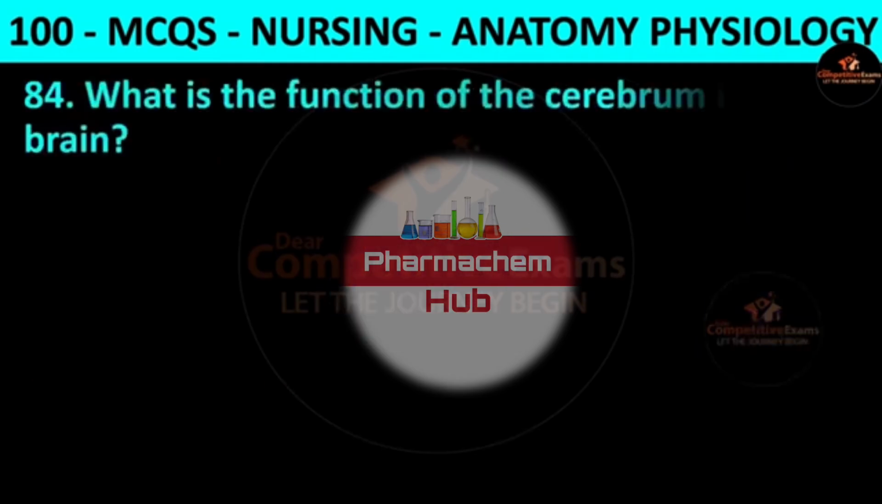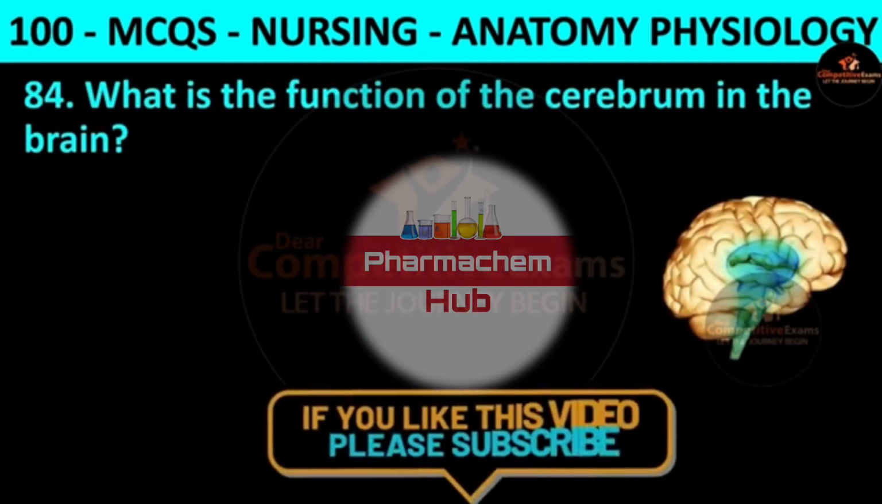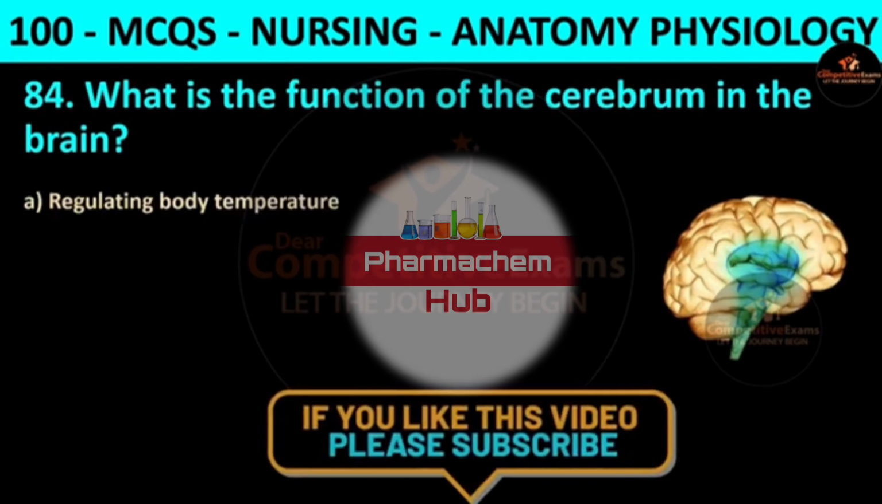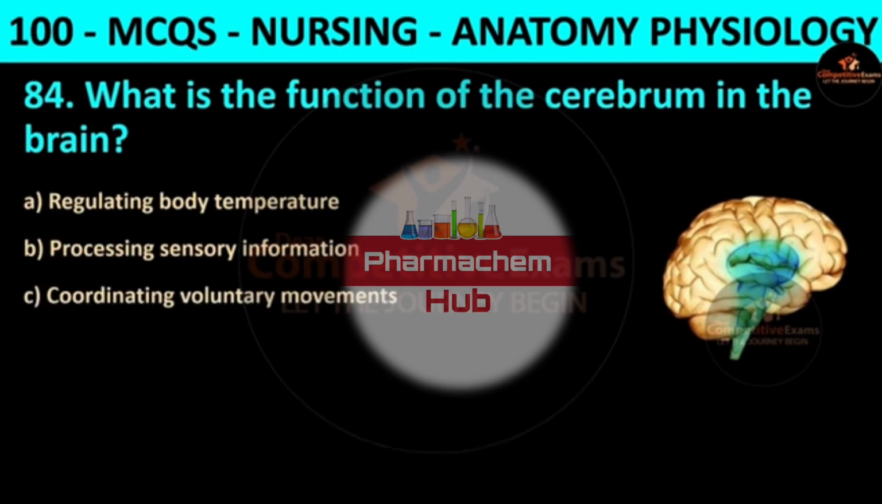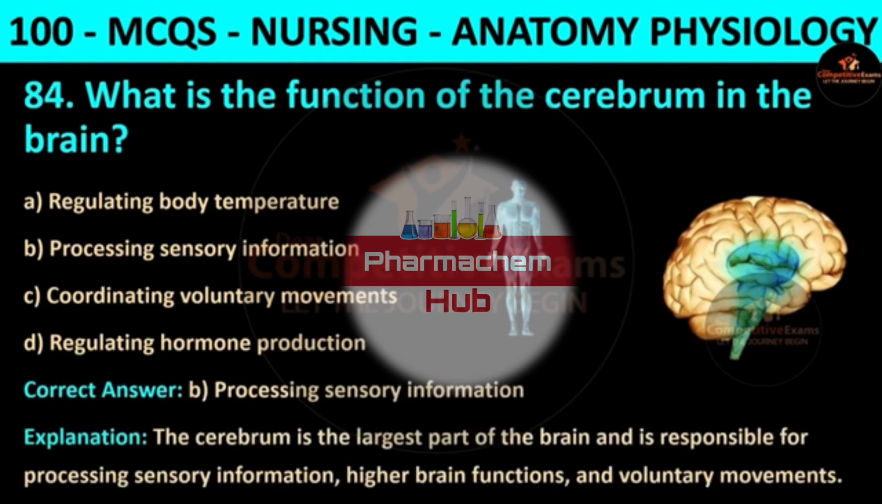Question number 84. What is the function of the cerebrum in the brain? The options are regulating body temperature, processing sensory information, coordinating voluntary movements, or regulating hormone production. And the correct answer is B, that is processing sensory information. The cerebrum is the largest part of the brain and is responsible for processing information, higher brain functions, and voluntary movements.